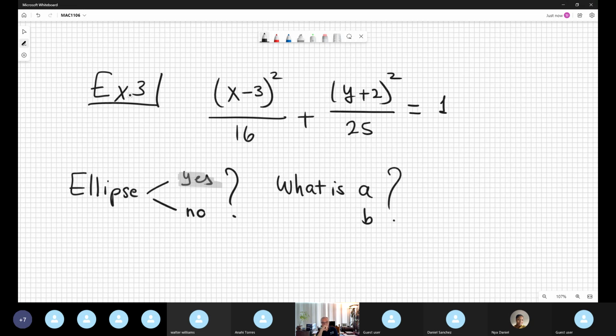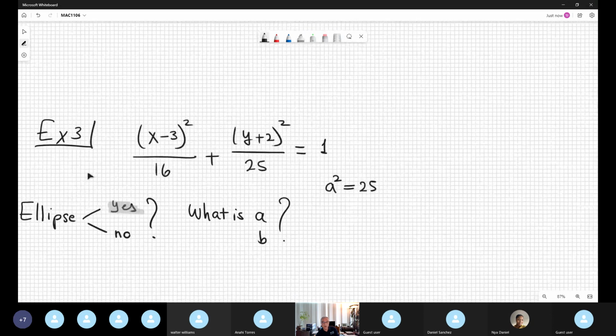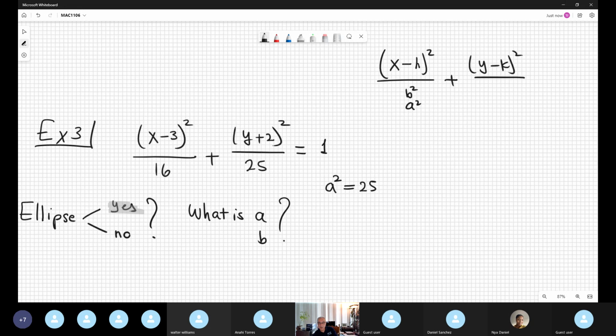What do you think? 25 is A. 25 is A, very well. But actually it means it's A squared. Remember, you compare with the equation that you have in your piece of paper or in your brain, x minus h squared. It's convenient to write that. Maybe b squared or a squared, I don't know, depending on who is the plus y minus k squared over a squared b squared, depending on the kind.